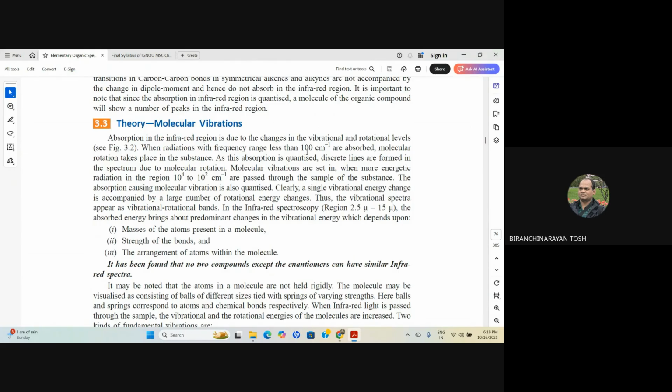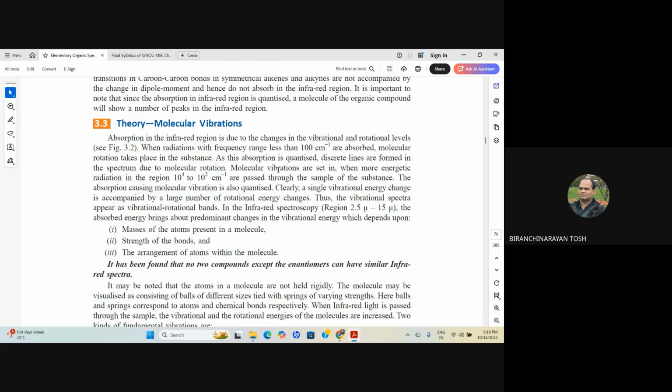So 1 by lambda is related to frequency. It is known as wave number, but we can say frequency also. So frequencies less than 100 centimeter inverse are observed. Rotation takes place because it is still lower than the infrared region. It will be in the microwave region. So rotation takes place.